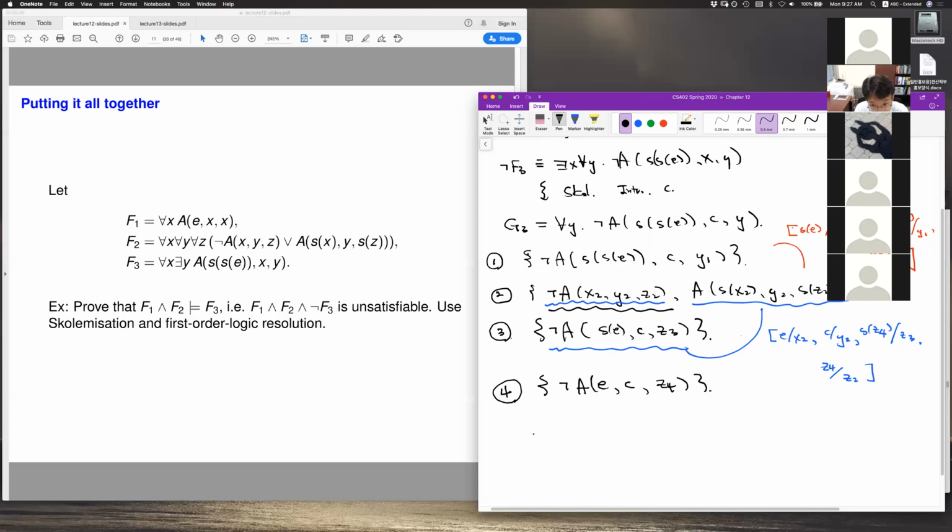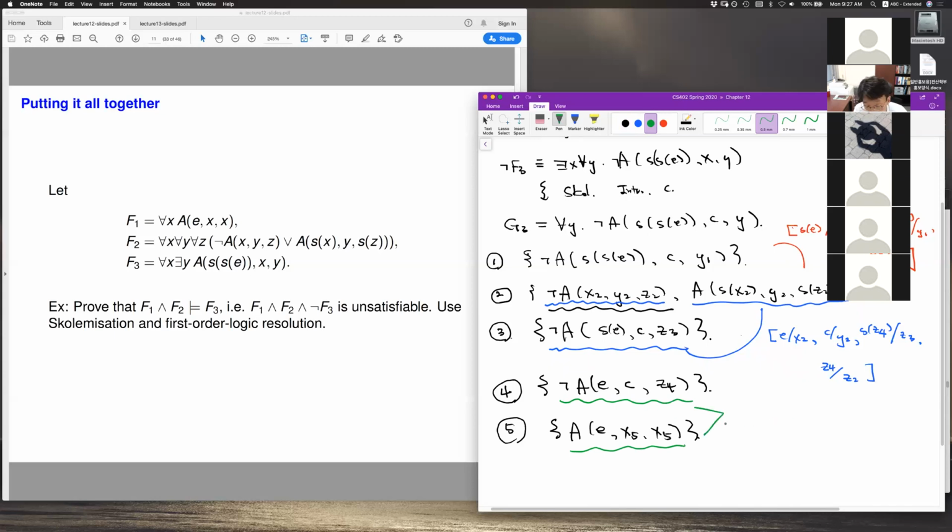But this time we're gonna apply the resolvent between what we have, which is clause number 4, and the clause that's coming from the first formula F1. So we instantiate the first formula F1, which is going to be A, E, X5, and X5. Now this time, we're gonna apply the resolution such that these two green underlined literals will be canceled.